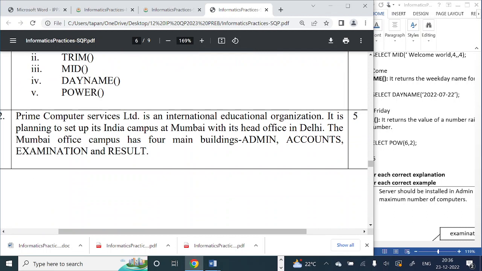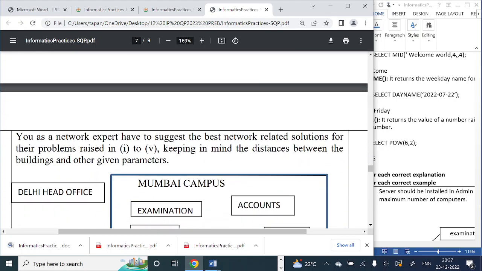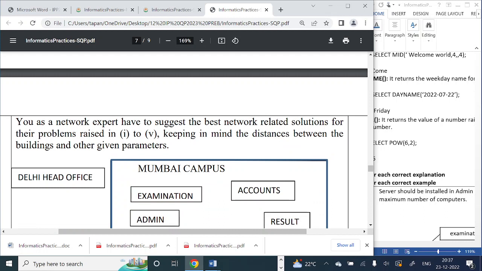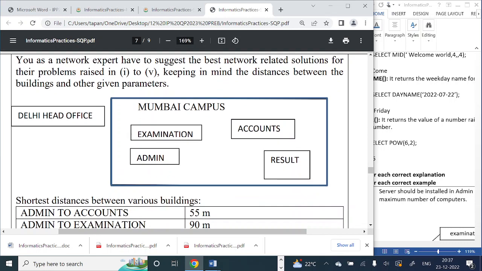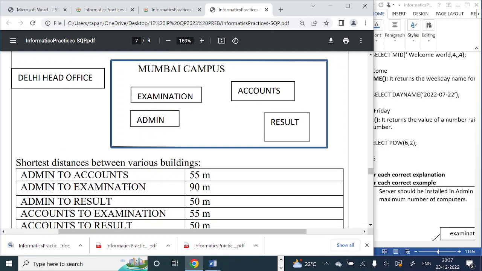Next, Prime Computer Services Limited is an international educational organization. It is planning to set up its India campus at Mumbai with its head office in Delhi. The Mumbai office campus has 4 buildings: admin, accounts, examination and result. You as a network expert have to suggest the best network related solutions for the problems raised in 1 to 5, keeping in mind the distances between the buildings and other given parameters. So here 4 buildings, 4 blocks are there in the Mumbai campus.